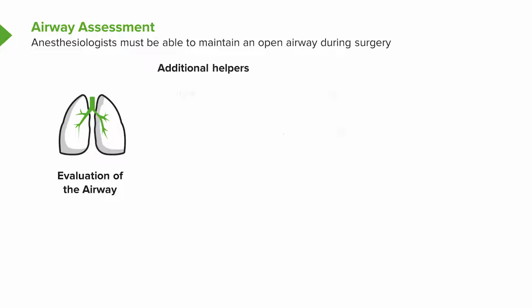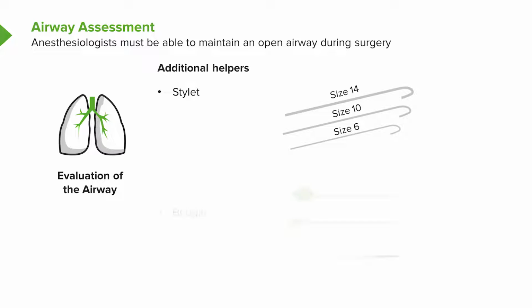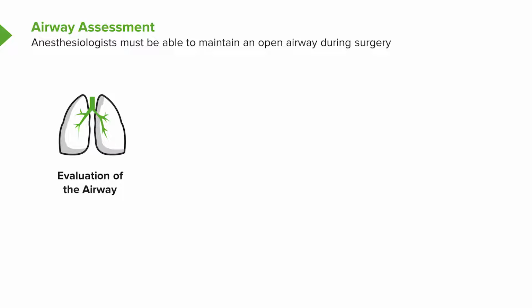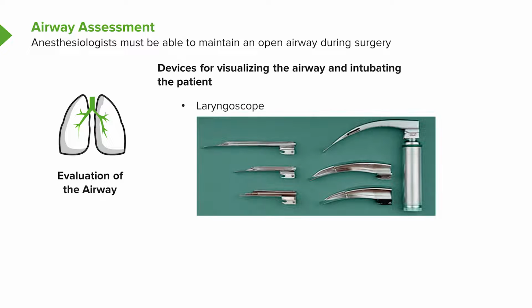Additional helpers include the stylet, which I described earlier, and the bougie, which is basically a long, very thin device that can go through the endotracheal tube and can act as a guide for the endotracheal tube through the cords and into the trachea. And then a number of devices for visualizing the airway, including the standard laryngoscope, a device known as a glide scope, a Storz videoscope, and the fiber optic bronchoscope.